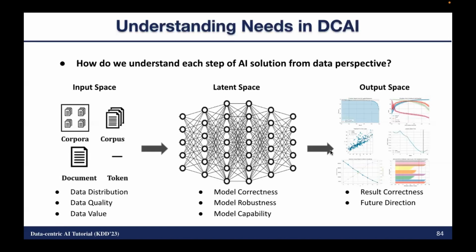And finally, whenever we have a machine learning solution and can do the prediction, and produce some evaluation results, how can we really know the result is correct, or what kind of feature selection can we find from this output space is also a very important part. So essentially, the question we want to answer here is, how do we understand each step of the AI solution from a data perspective?